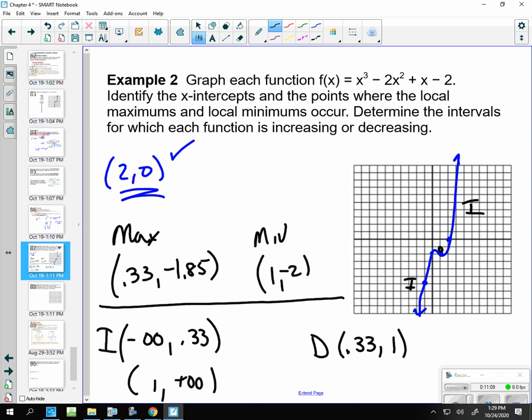So let's do another one of these now that we've kind of seen this. And there's a lot to be done on the graphing calculator. This is a very complicated question.